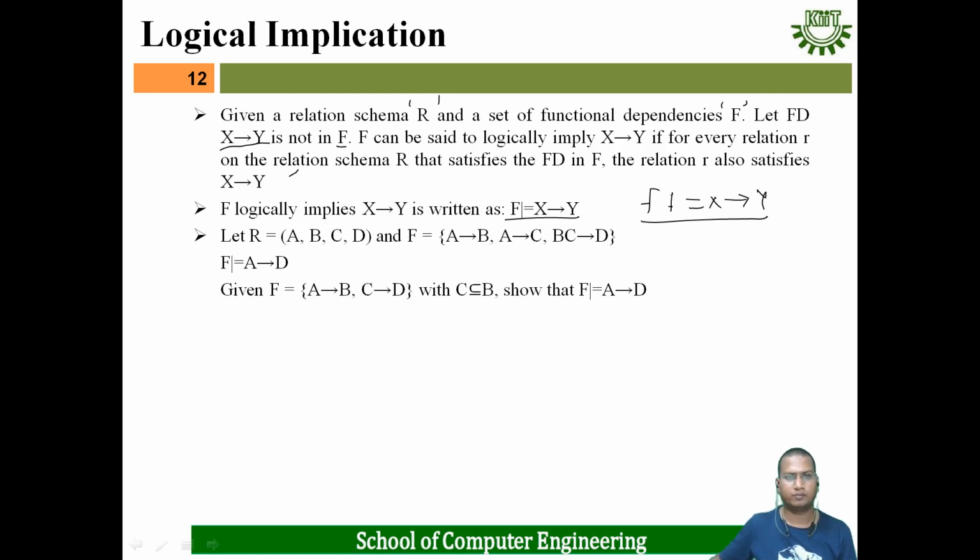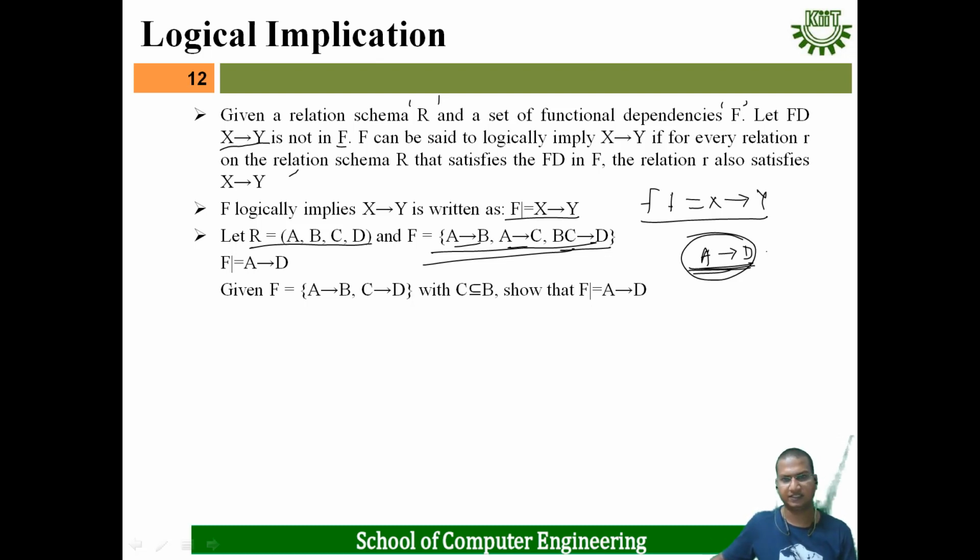Let's take one example. Suppose R(A, B, C, D) is a relation where A, B, C, D are 4 attributes, and the functional dependency set is A determining B, B determining C, BC determining D. Then we check whether this functional dependency set logically implies A determining D or not. How do we check that A determining D is logically implied? Can we infer A determining D from this functional dependency set? Just check that.